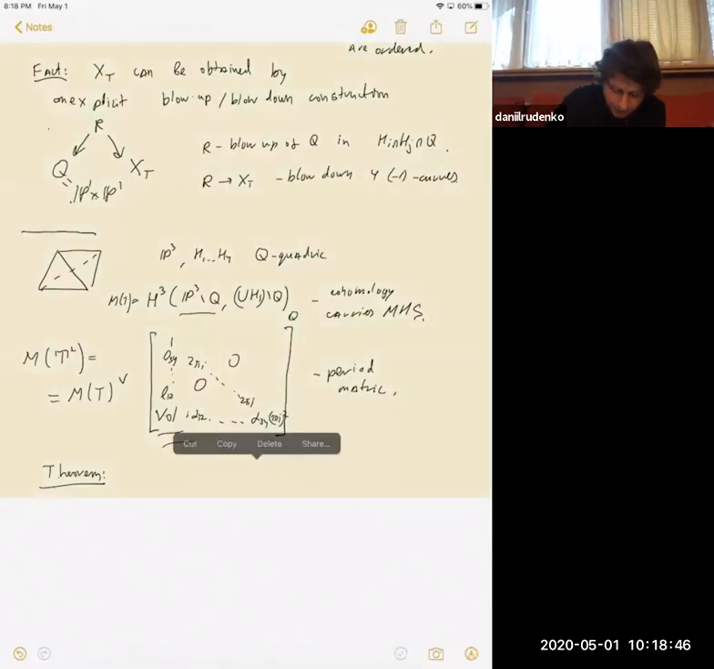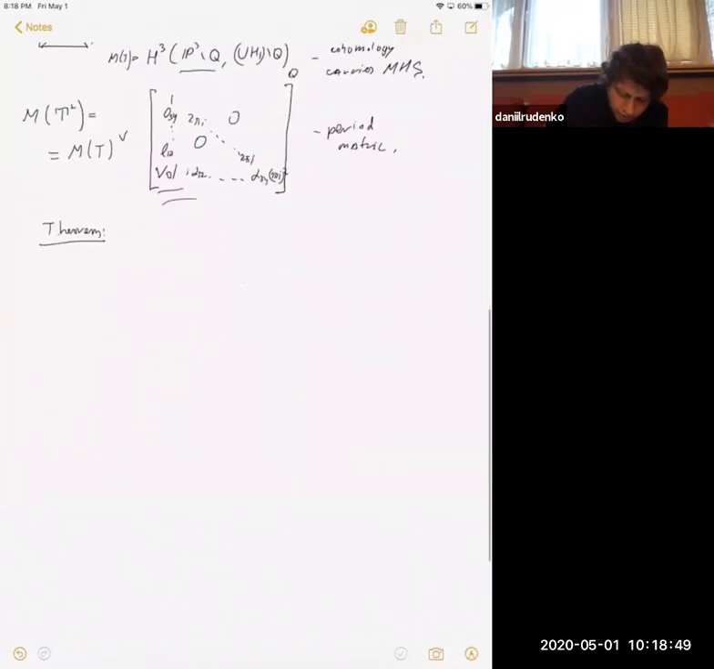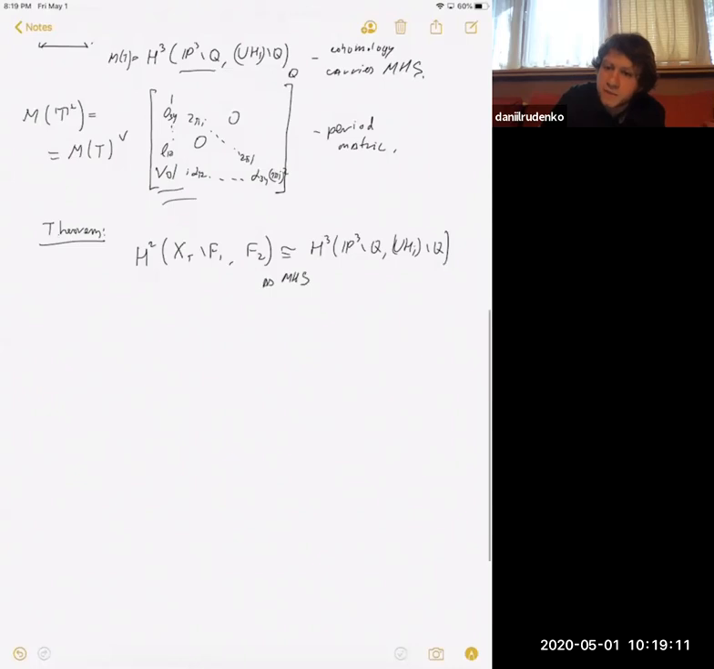surface is actually that H2 of the surface X_t without F1 relative to F2 is isomorphic to this H3 of P3 without Q relative to the union of H_i without Q. So isomorphic as a mixed Hodge structure. And the fact that period matrices agree is exactly the statement of the theorem I mentioned before. And in particular, it gives a presentation for volume.